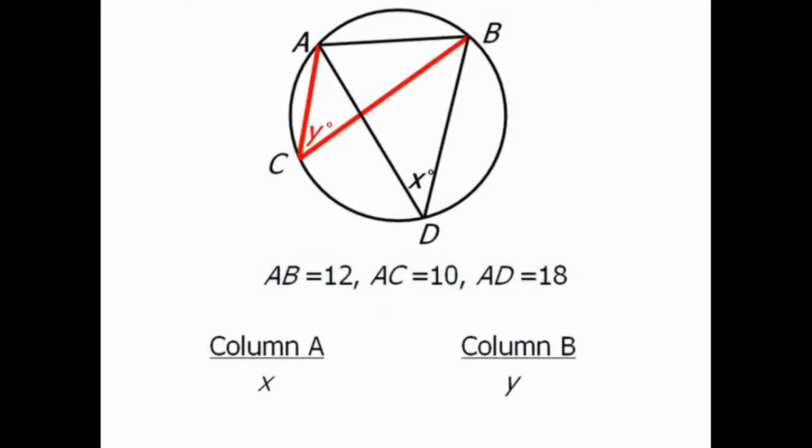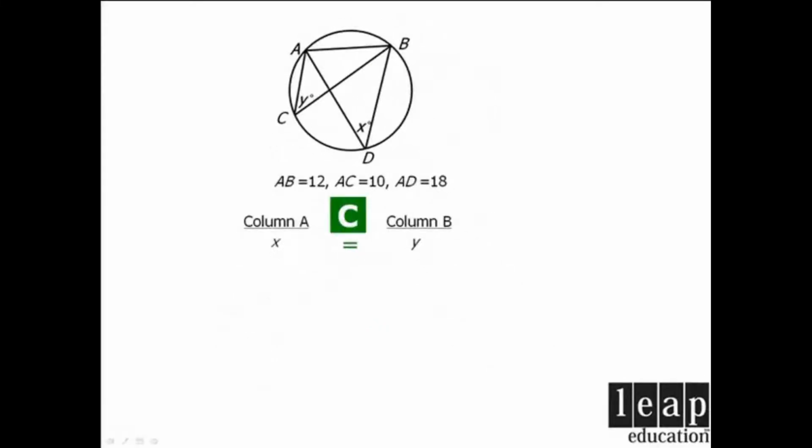Angle Y is an inscribed angle containing the chord AB, and angle X is also an inscribed angle containing the same chord AB. Since both inscribed angles contain the same chord, those two angles must be equal. This is a property you must know for the GRE. Since both angles are equal, we know that X must equal Y, in which case our answer is C.